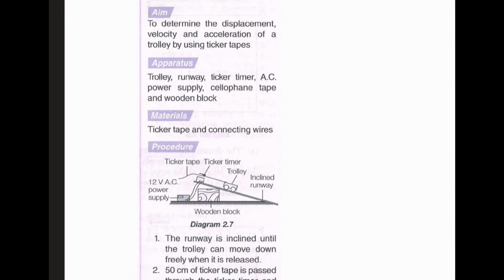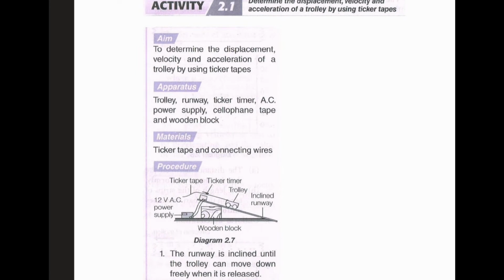Okay, so now let's see the aim over here. To determine the displacement, velocity, and acceleration of a trolley by using ticker tapes. Apparatus: we have trolley, runway, ticker timer, AC power supply, cellophane tape, and wooden block. Material: we have ticker tape and connecting wires.